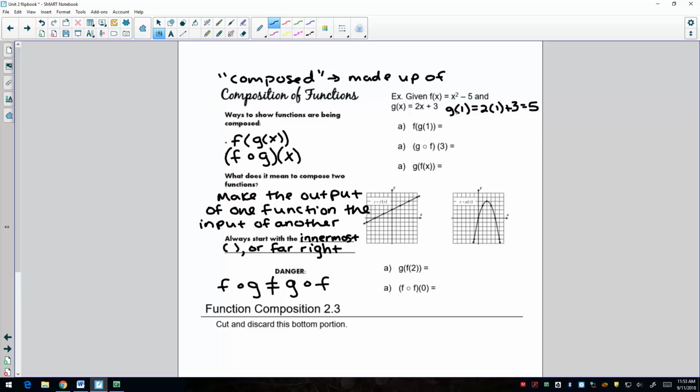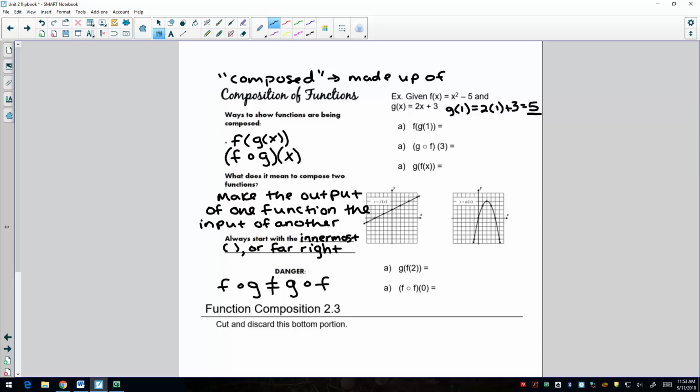Now, that should be something you've done before. You've plugged in inputs, numbers for x, and figured out what you get. Well, here's the new step. Now you're going to take that output, the 5, and it becomes the input for the second function. So you're not finding f of 1.